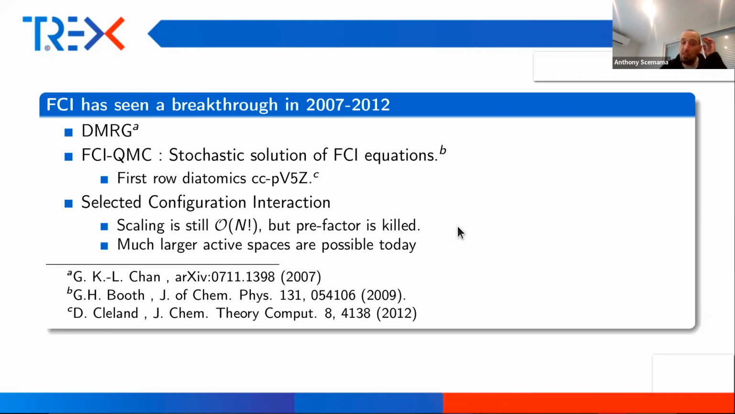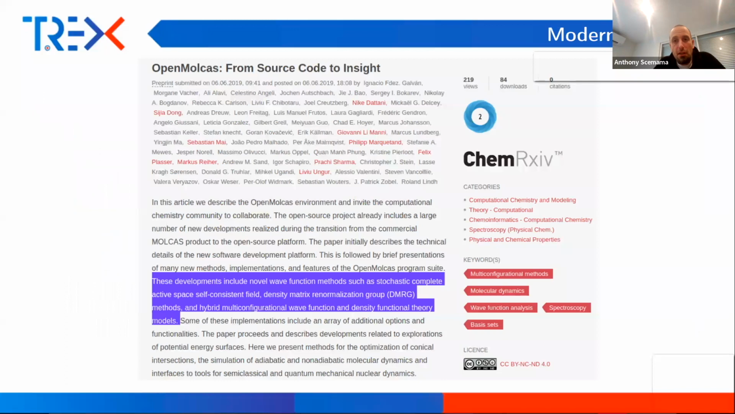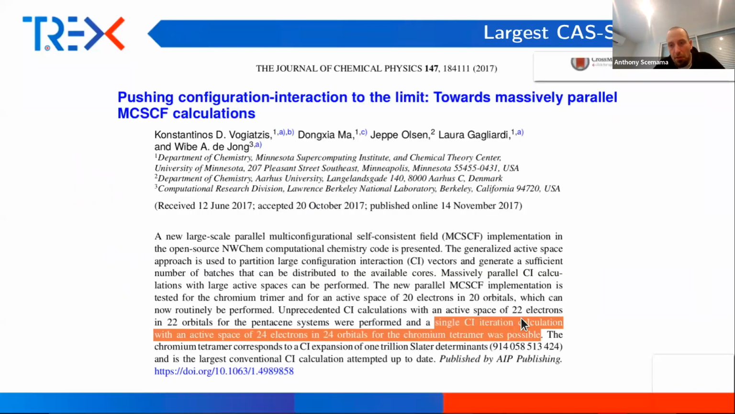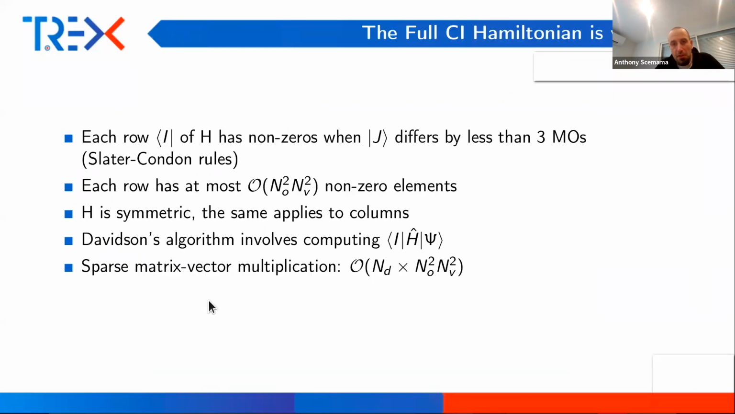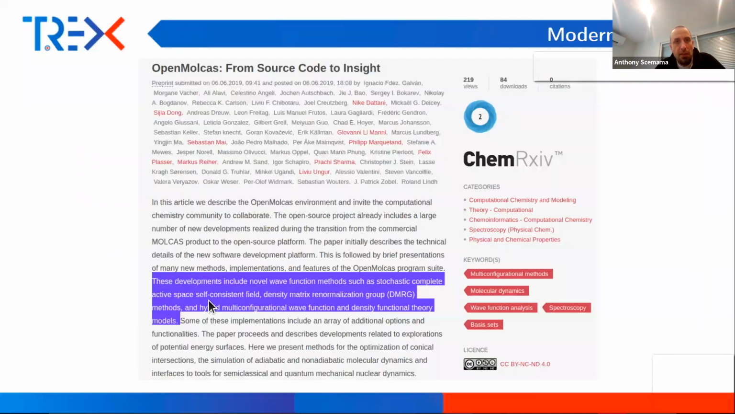a selected full CI. And so with selected configuration interactions, we can use much larger active spaces than with complete full CI. I've shown before the full CI of 22 electrons in 22 orbitals when you do everything exactly.